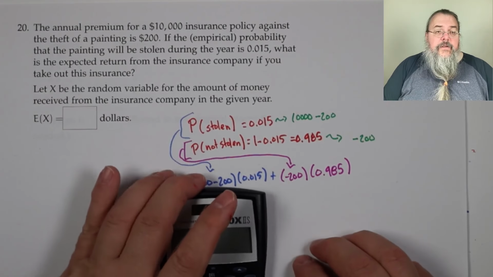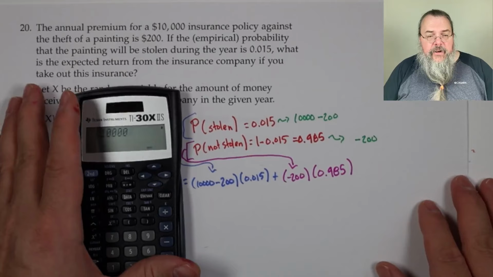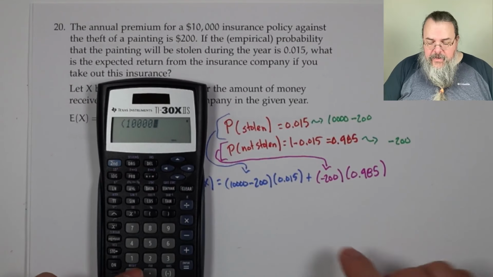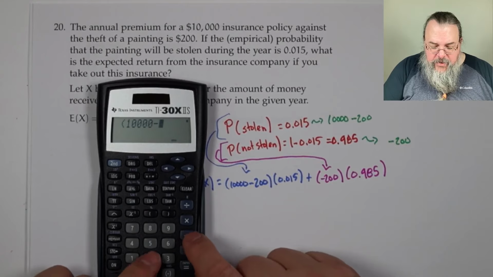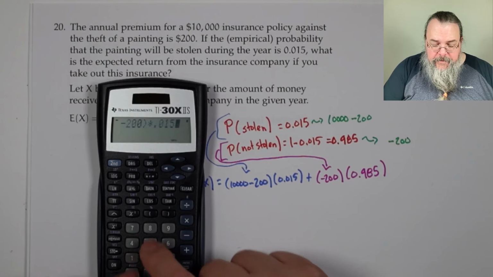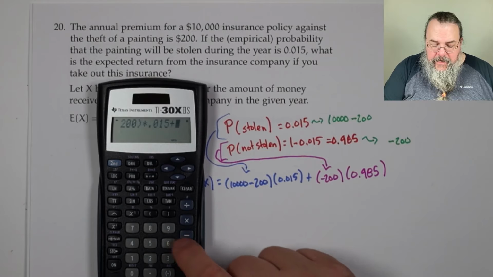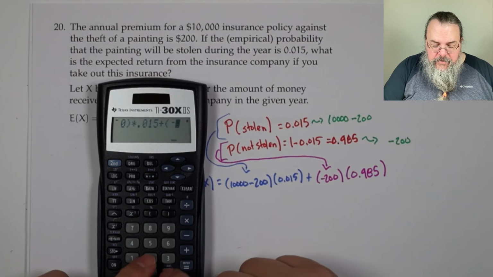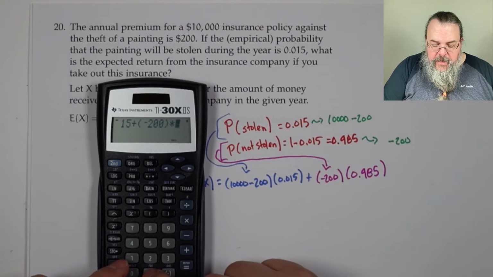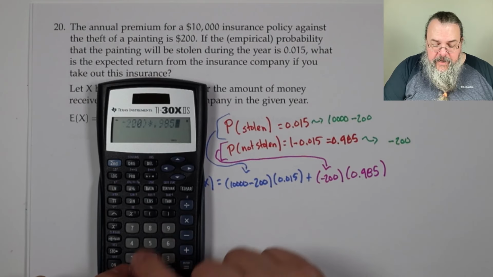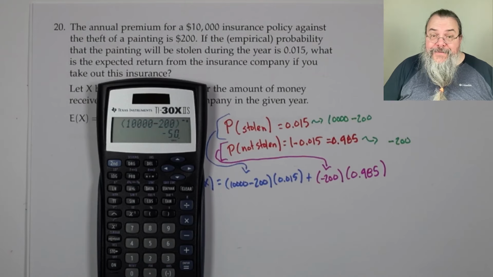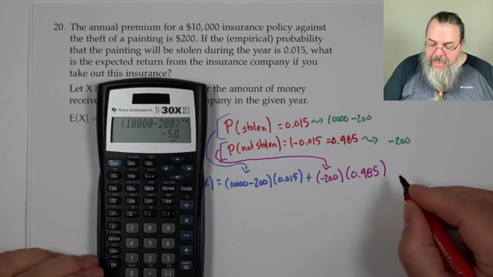10,000. Let's see, where is a good place to put my calculator so you can see it? There we go. I don't want to get any glare on it. 10,000, subtract 200, and then we're going to times that by 0.015. Then we're going to add a negative 200, and we're going to times that by 0.985. And our answer is minus 50. Okay.